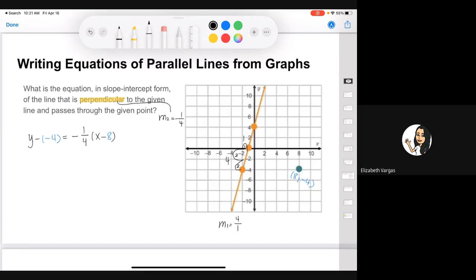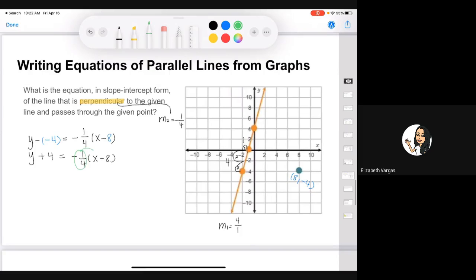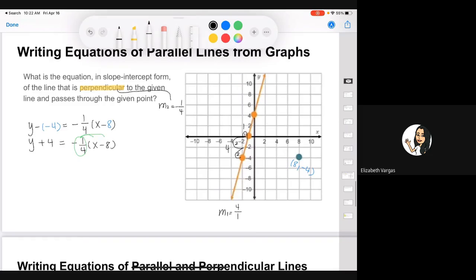So I'm finding the equation for my line, which is perpendicular to my orange line, but passes through the point 8, negative 4. And now I just simplify. Distribute. Isolate my y. y is equal to negative 1 over 4x minus 2.